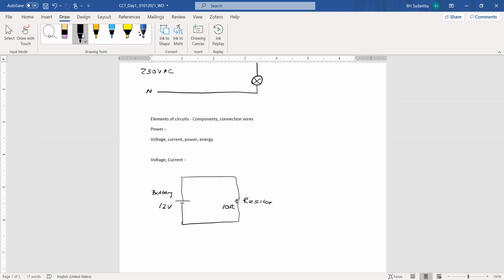And when you apply this 12 volts power here, as a result there may be current going through this resistor. Then to indicate that, we can mark this I going this way, and then we can find I also. You can find this I from the equation V equals IR. You know V, you know R, then easily we can find I. Okay.